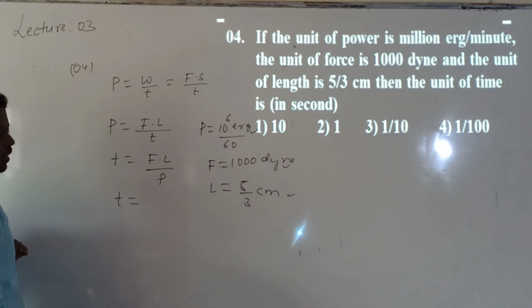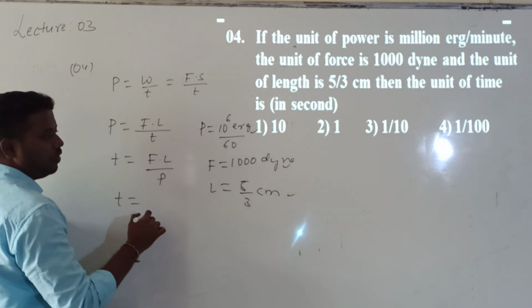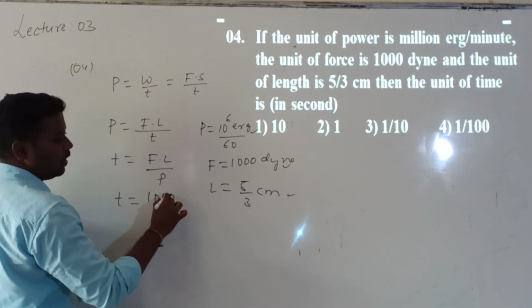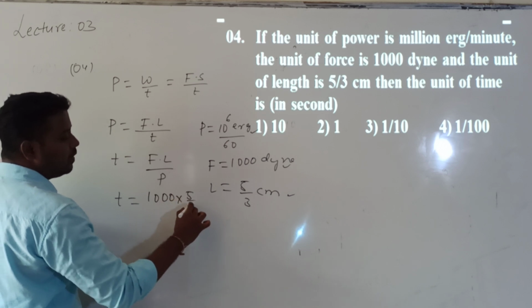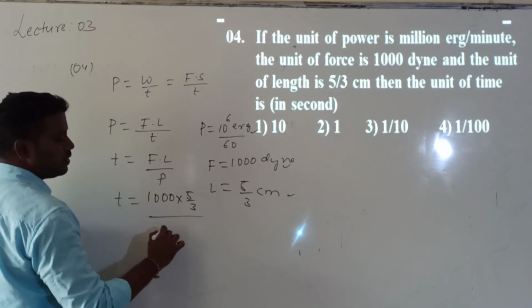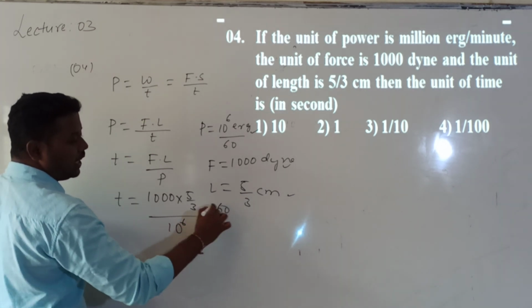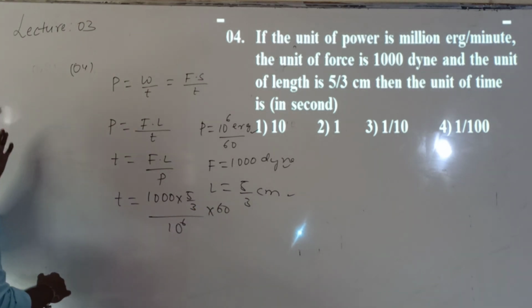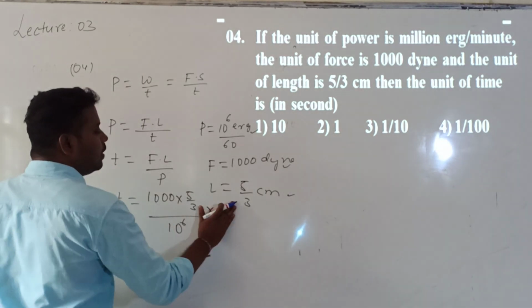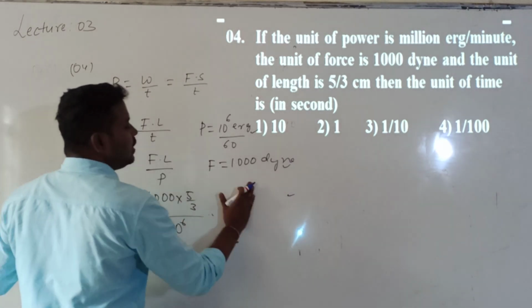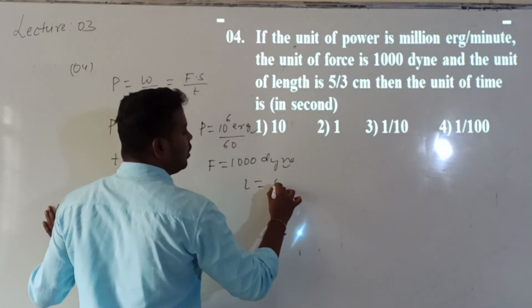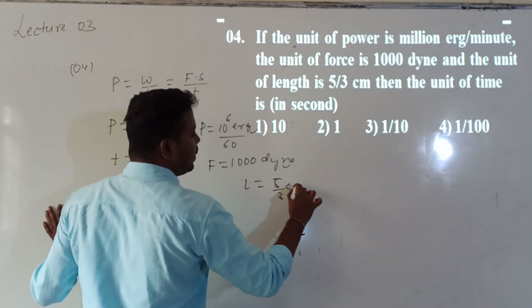Conversion not required. Now time value is given by force value 1000 into length value 5/3 divided by power value, which is 10 power 6 into 60. The 60 will go to the numerator. Then what will I get? Here L value is equal to 5/3 centimeters.